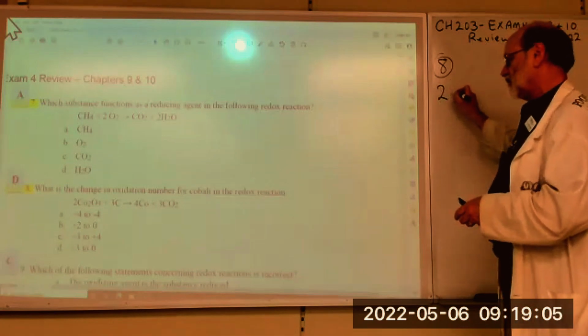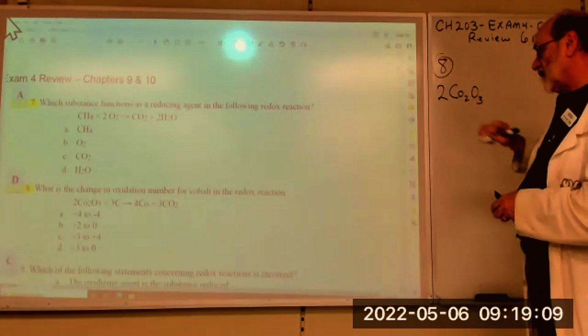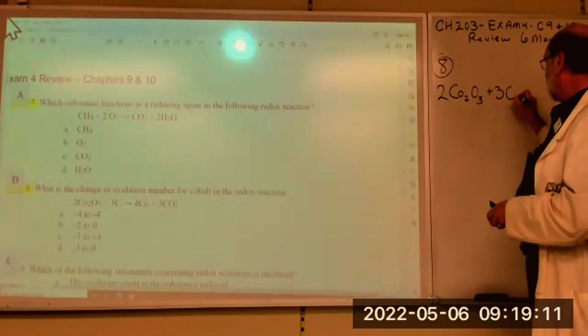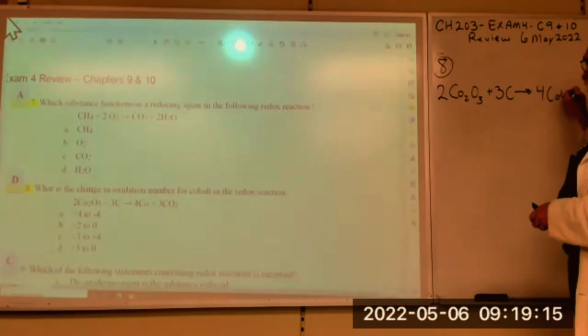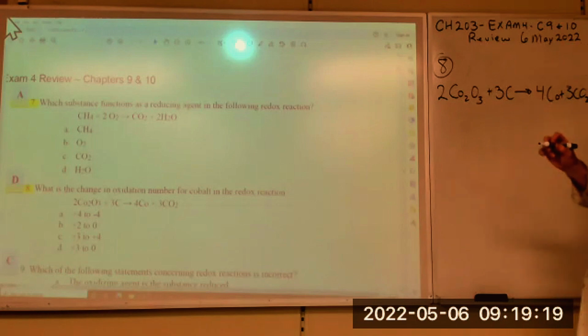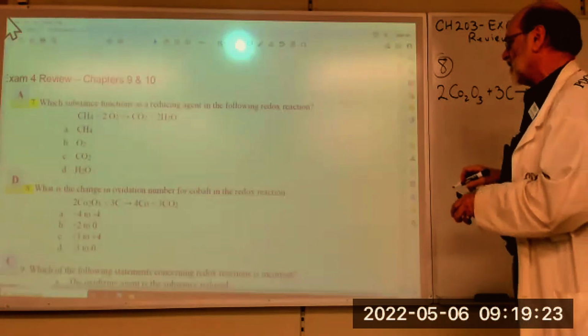So we got 2 CH203. Yep. And then 3 carbons. And then 4 cobalts. And then 3 CO2. Okay, change in oxidation number.